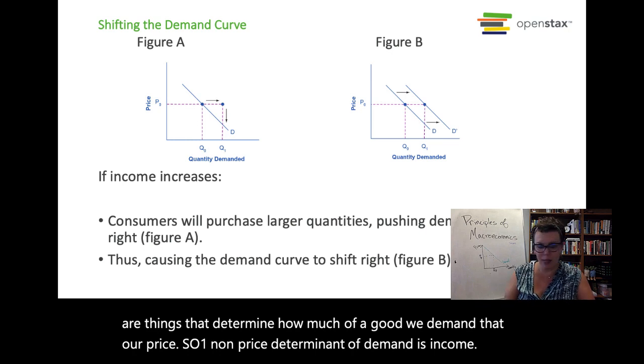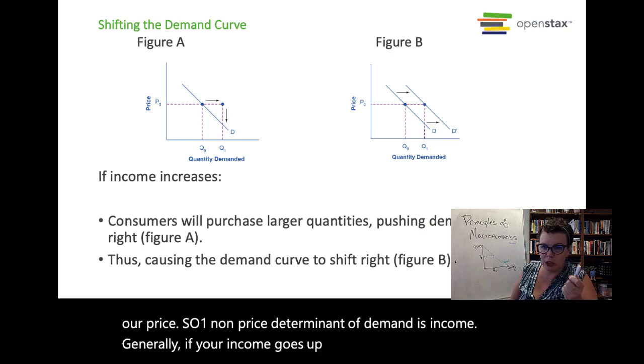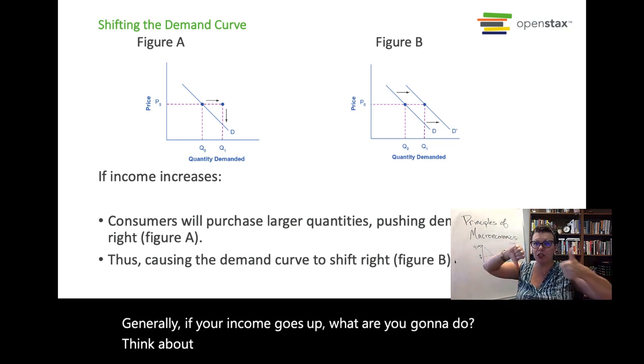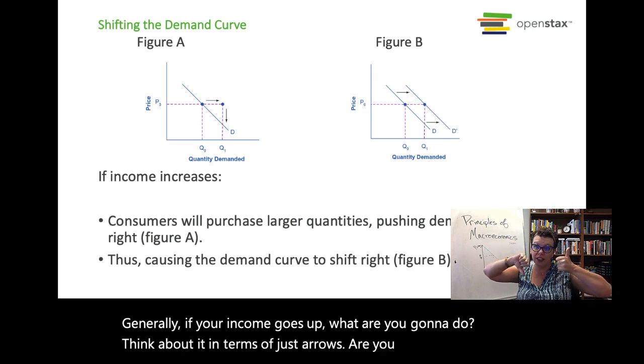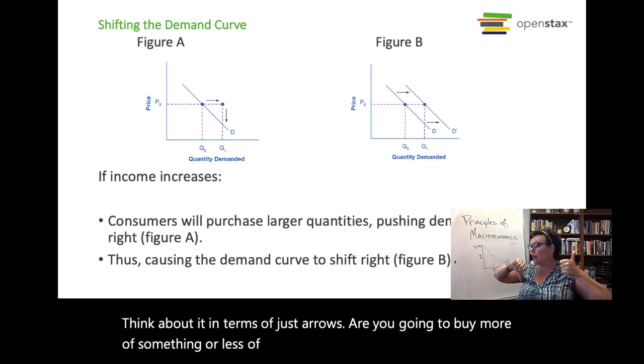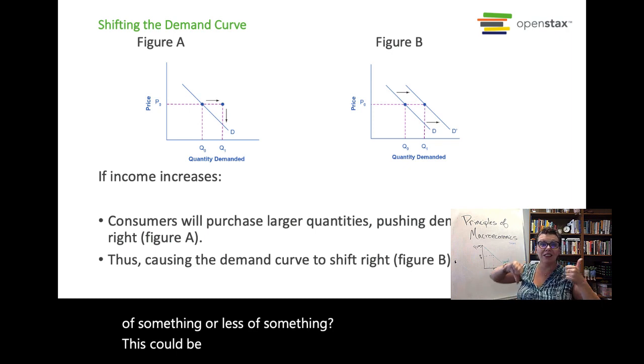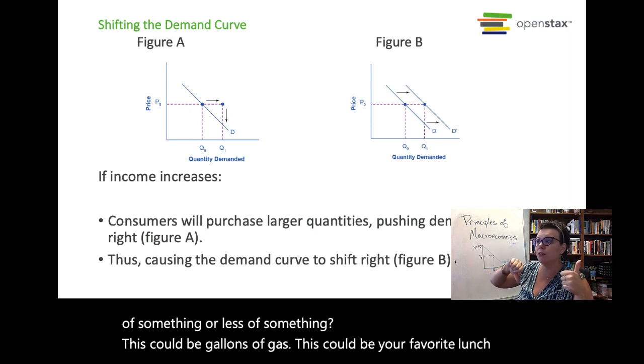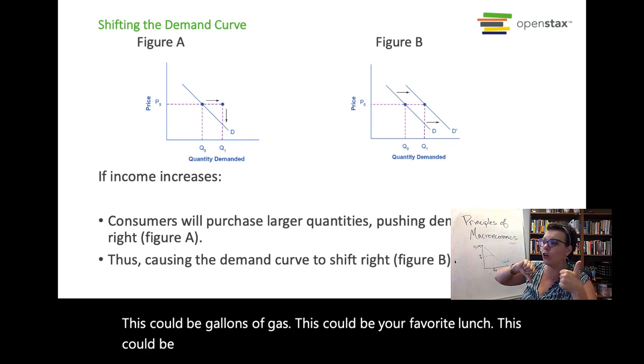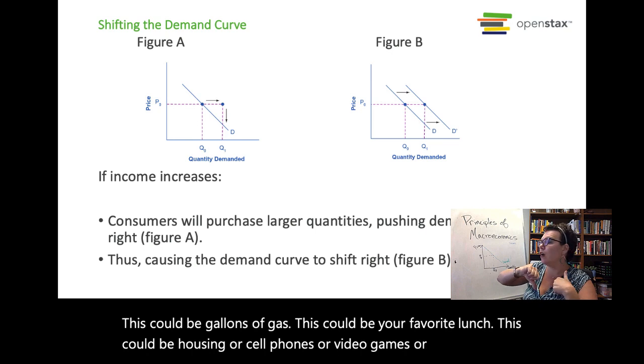Generally, if your income goes up, what are you going to do? Think about it in terms of just arrows. Are you going to buy more of something or less of something? This could be gallons of gas. This could be your favorite lunch. This could be housing or cell phones or video games or haircuts or anything.